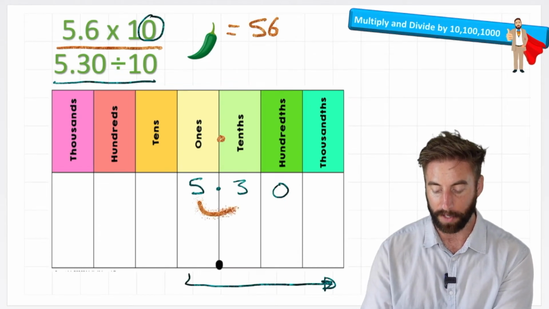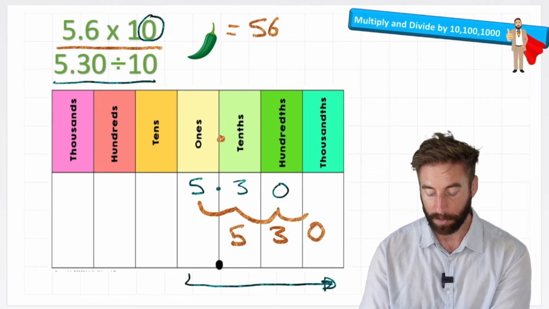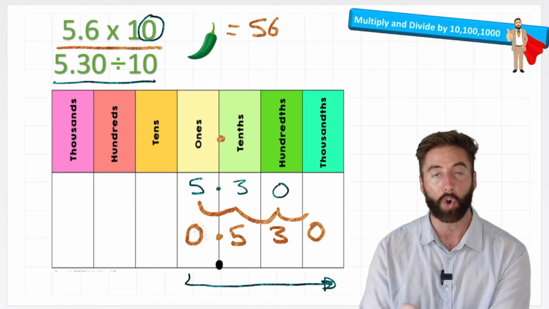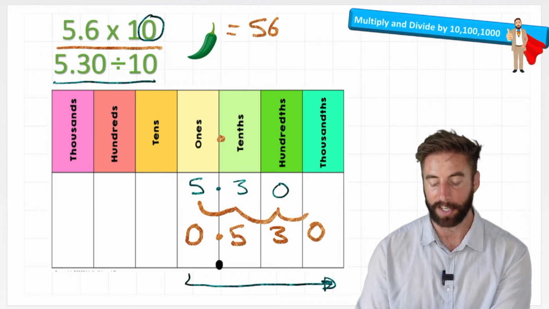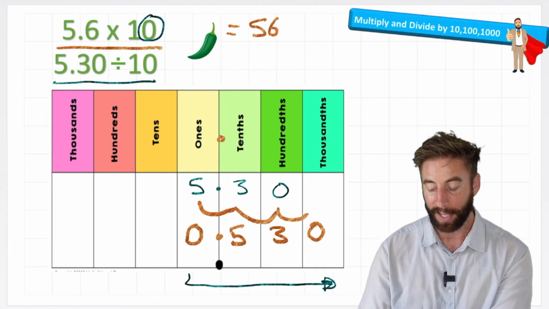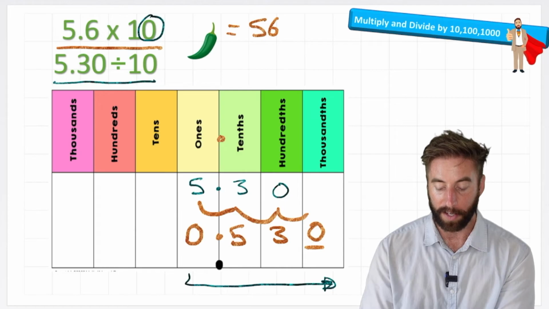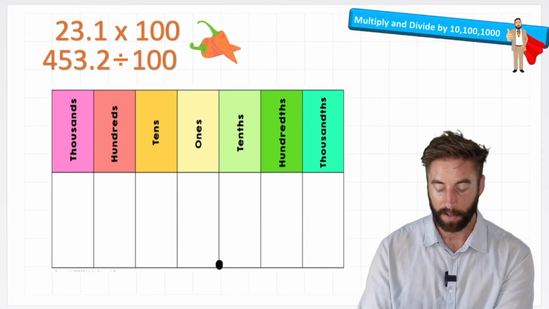My 5 now comes into the tenths column, my 3 goes into the hundredths column, and my 0 goes into the thousandths column. But now I need to put my decimal back, and I have a choice. I can either put a 0 here, or I could leave it without, but either way my value doesn't change. My answer is 0.530 or 0.53, and again this little 0 at the end, we actually don't need it, it doesn't change the value. So my answer in its simplest form is 0.53.